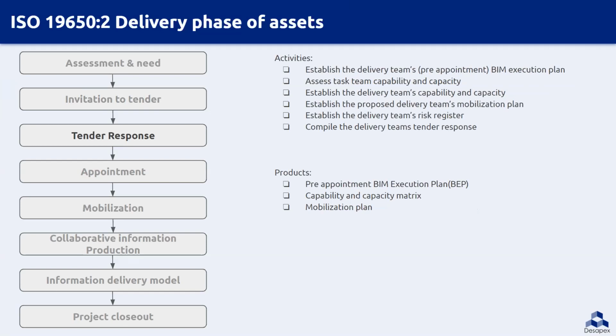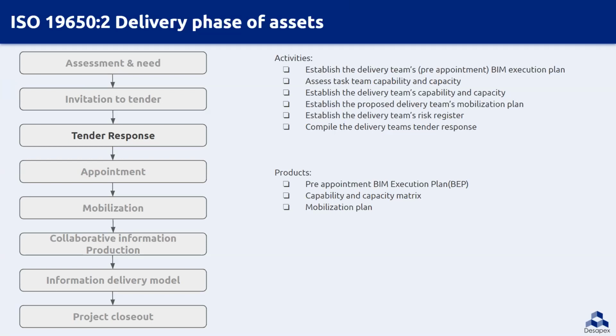So based on the relevant experience the team has, how do they manage the information, the size of the team involved for information production, methods and procedures adopted for the generation of model, and the IT infrastructure. These are some of the key points based on which the client team will analyze the capacity and capability of the task team.